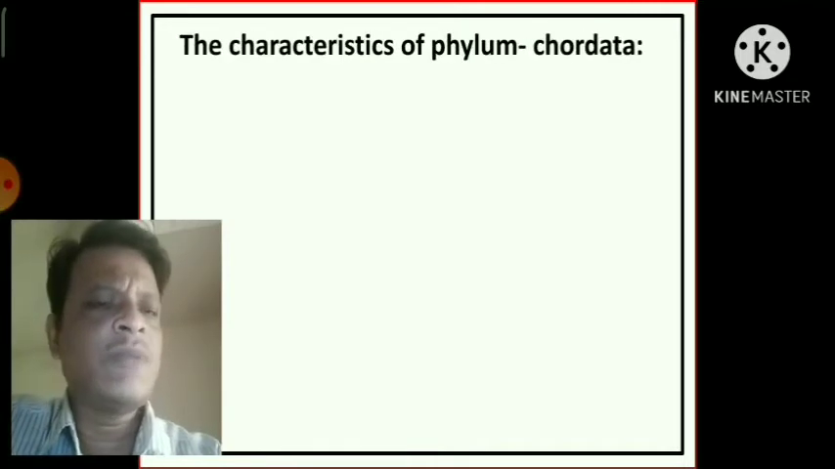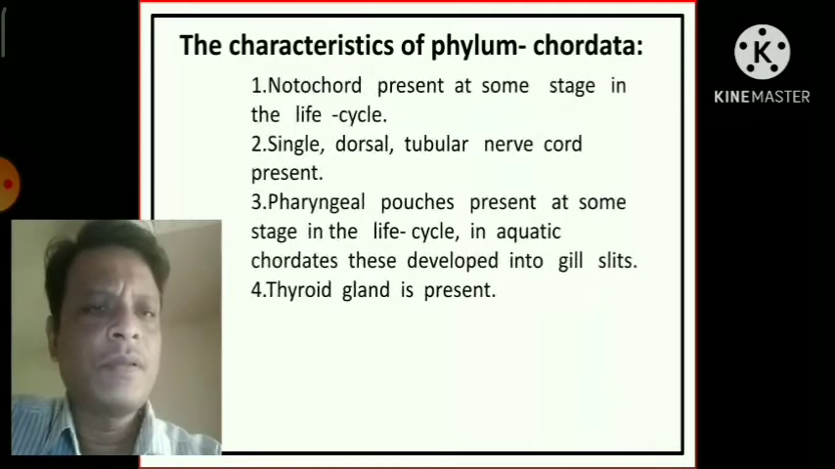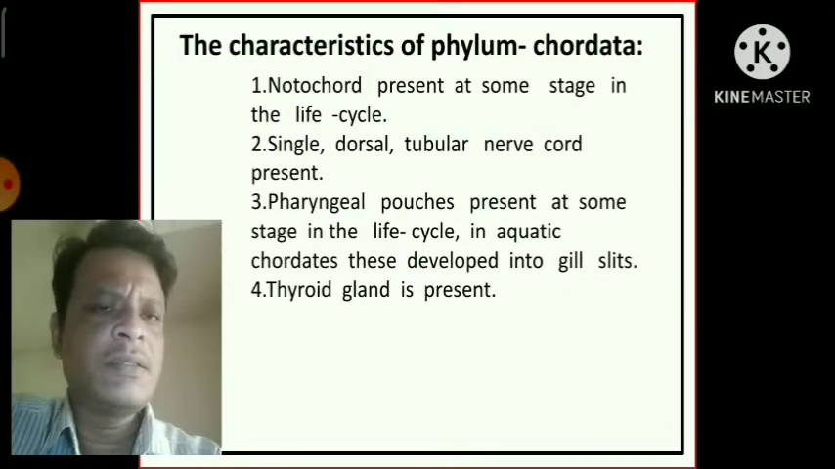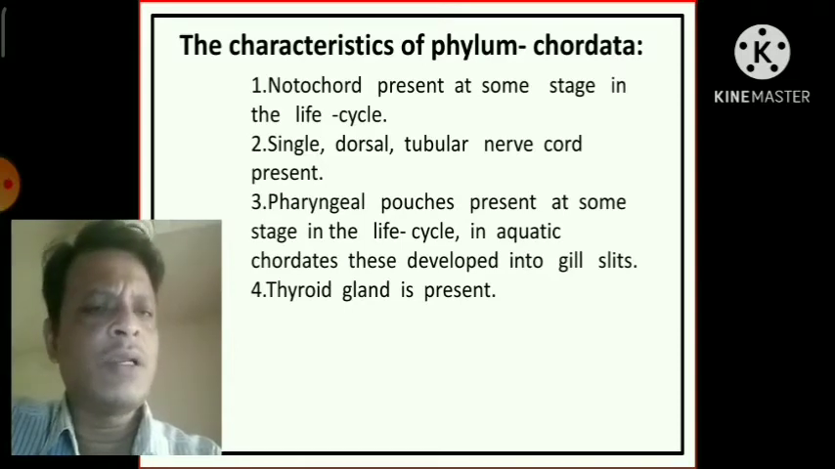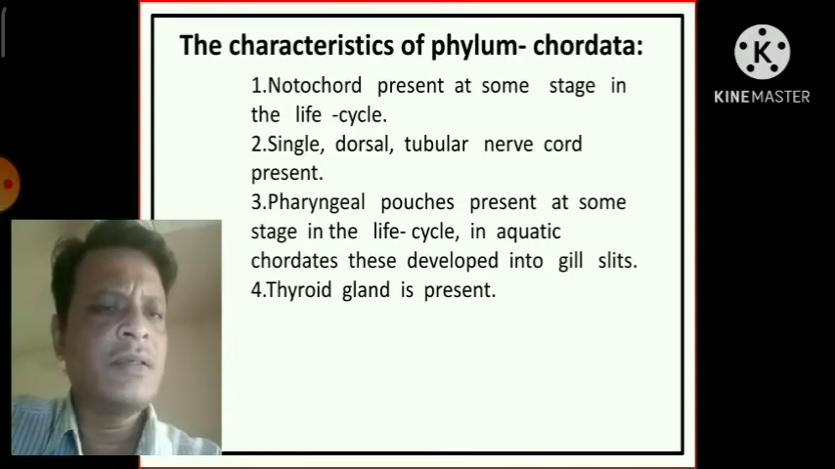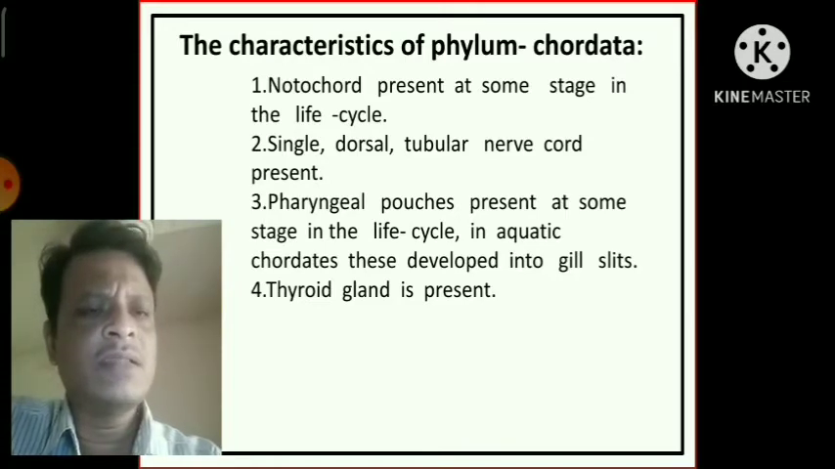The characteristics of phylum Chordata. Number one, the notochord is present at some stage in the life cycle. Number two, a single dorsal tubular nerve cord is present. Number three, the pharyngeal pouches are present at some stage in their life cycle. In aquatic chordates, these develop into gill slits. And number four, the thyroid gland is present.